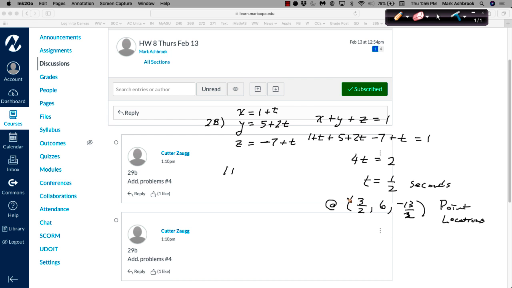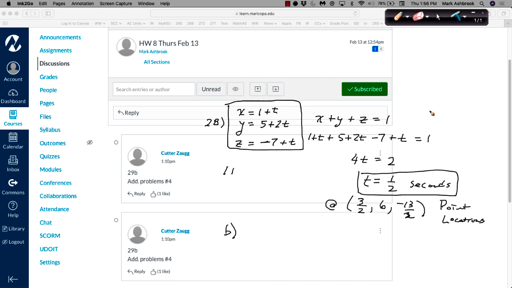Okay, B. So now we want to know how fast is it going when it hits the plane? So when does it hit the plane? And what tells us how fast? Here's our vector function. It's just in parameterized form, but it's just a vector function. This is like r of t, if you want to rewrite it. And how do we get how fast? r prime. We want r prime, specifically. Plug in t.